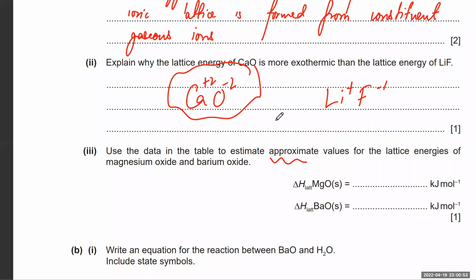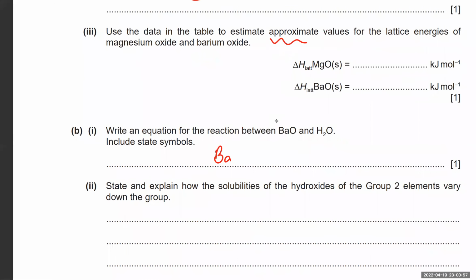Write an equation for the reaction of barium oxide with water. It's a very soluble oxide, so it's going to mix with water to form barium hydroxide, aqueous. I write down the states as well. This is solid, liquid, and aqueous.